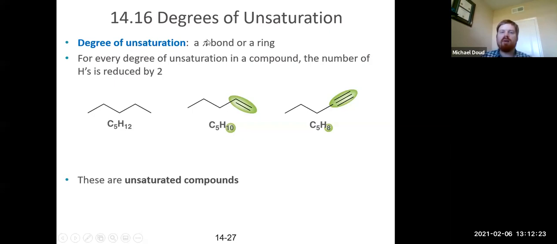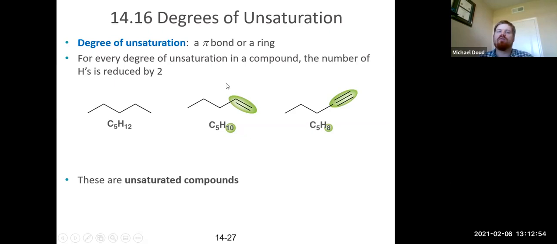Now, for every pi bond or every ring that's involved, you introduce what's called a degree of unsaturation. And that's basically you're going to reduce the number of hydrogens by 2. So if you look at pentene, for example, that's 1 pi bond added in. You're going to reduce the number of hydrogens by 2, so you get C5H10. Now, pentyne introduces 2 pi bonds. So what happens there is you lose 2 times 2, 4 hydrogens. So the new formula is C5H8.